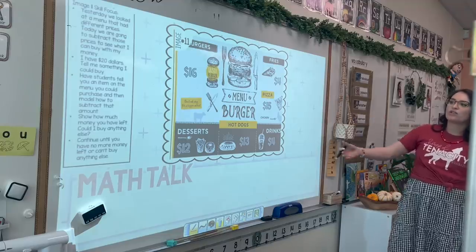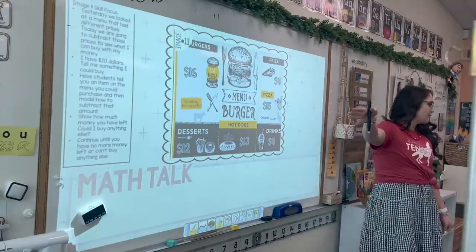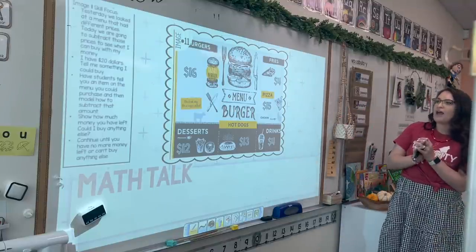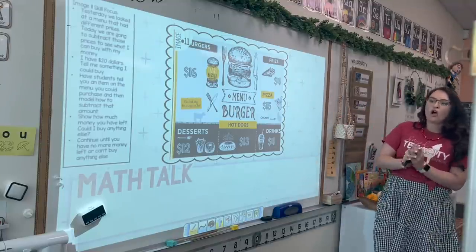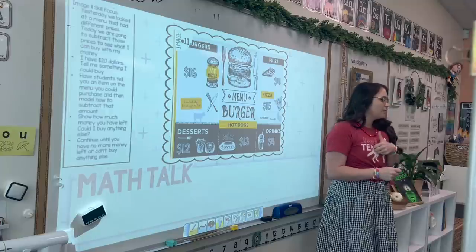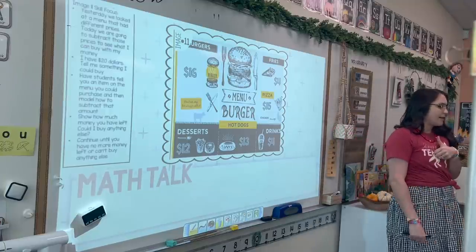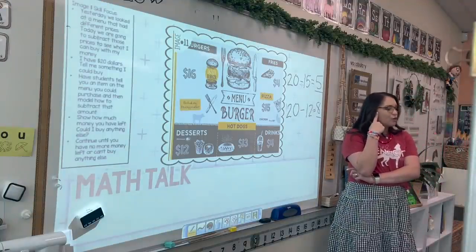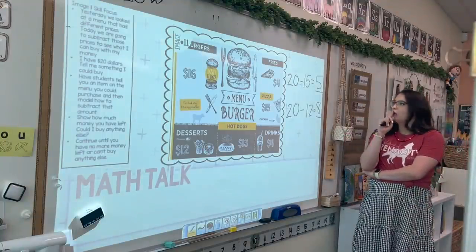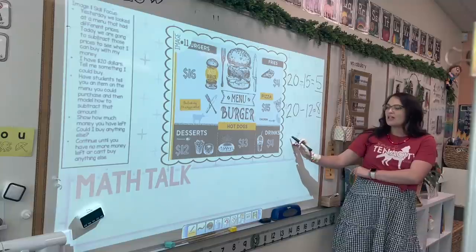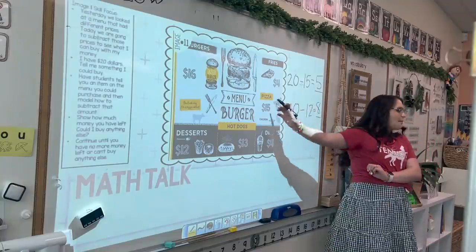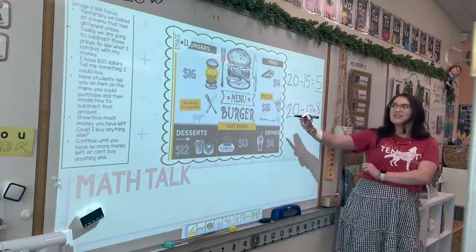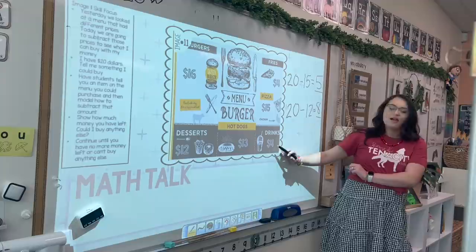Today, we're going to subtract some of those prices to see what I can buy with $20. If I have $20, thumbs up by your heart, what's something I can buy? I have $8 left. Can I buy anything else? You could buy a drink. Oh, a drink. How much is a drink? $4. Oh, $4. So if I have $8 and I want to buy a drink, that's $4.